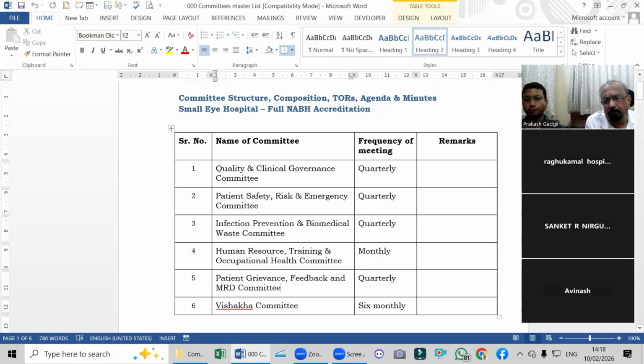So if there are no incidents, it will be quarterly. If there are incidents, as and when it happens.